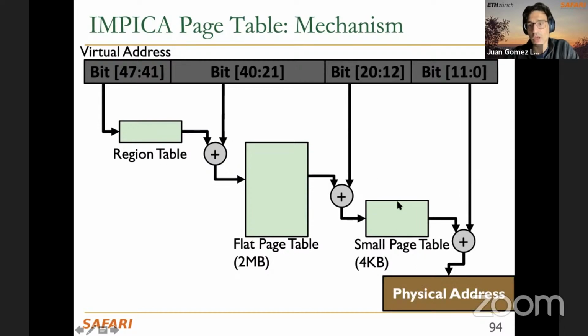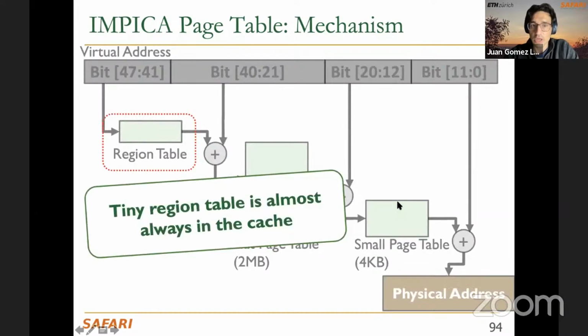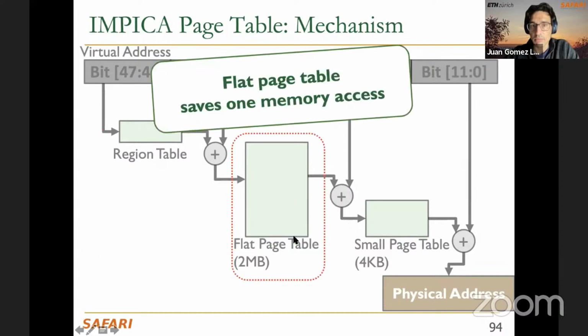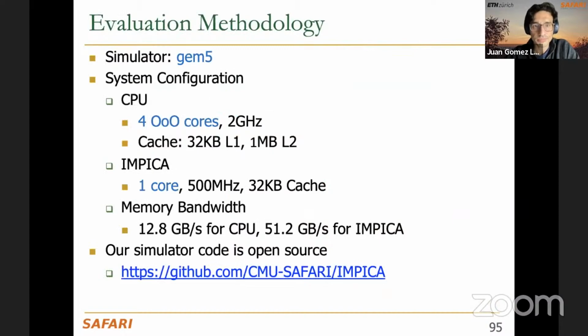And this way we obtain the physical address, because this region table is pretty small. Most of the time it is going to reside in the In-PIM cache, and then this flat page table saves one memory access because it's handling these large pages.